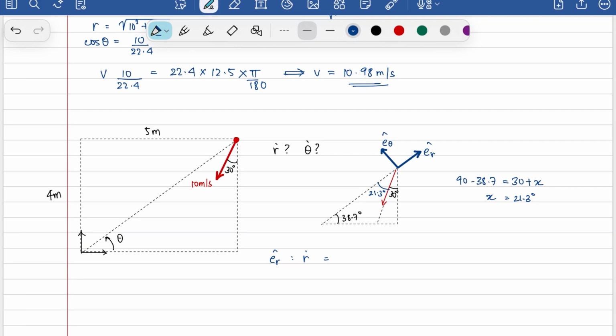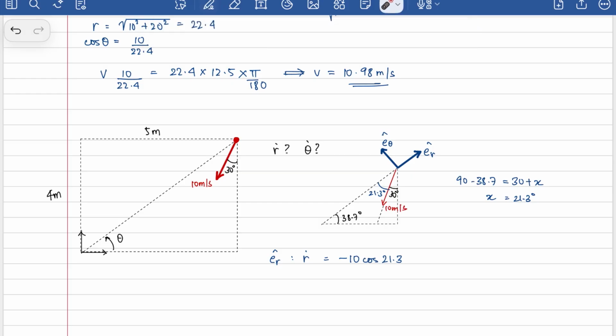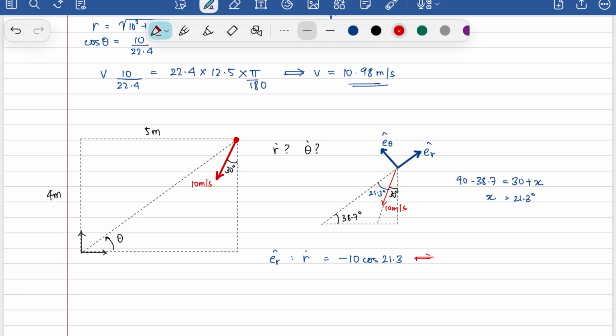So essentially this gives you that r dot is equal to minus 10 cos 21.3. Why is it minus? Because ER hat is outward pointing while this velocity component is in the opposite direction. That's why you have a negative sign there, from which you then obtain R dot is equal to minus 9.31 meters per second.